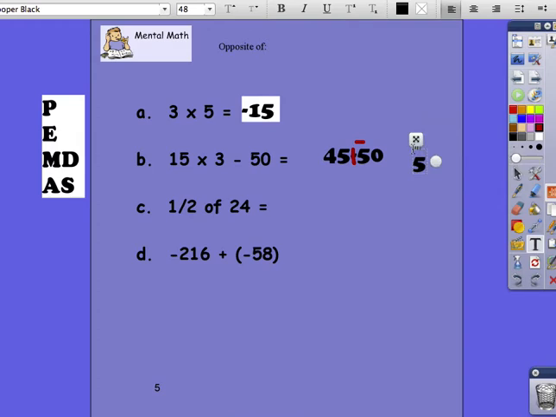And keep the sign of the larger number. 50 is larger, it's negative. So a negative 5. But our directions tell us we need to do the opposite of what it actually is. So instead of negative 5, our answer would be 5.